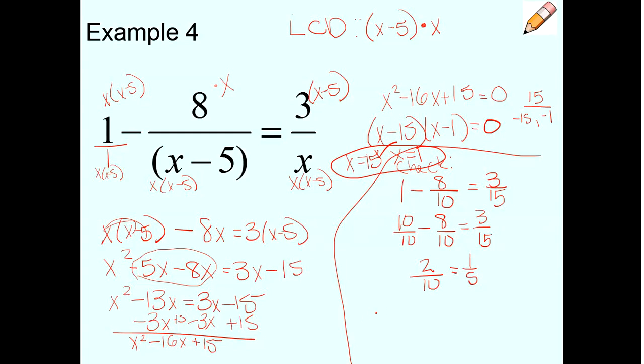Let's see if 1 does. So I'll go 1 minus 8 over negative 4 has to equal 3 over 1. So this would be 1 minus, this simplifies down to a negative 2, which is just plus 2, right? Equals 3? That does check out too. So 15 and 1, both my x answers do work in this particular problem.